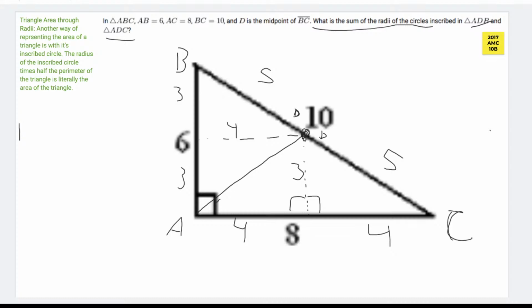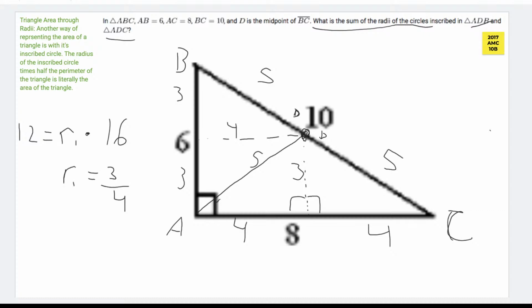So 12. This theorem states that you can compute this area by the semi-perimeter times the radius. So the area is R1 times the semi-perimeter, which is just 6 plus 5 plus 5, which is 16. And you divide both sides by 16 to get R1 equals 3 over 4. And you reduce it all.